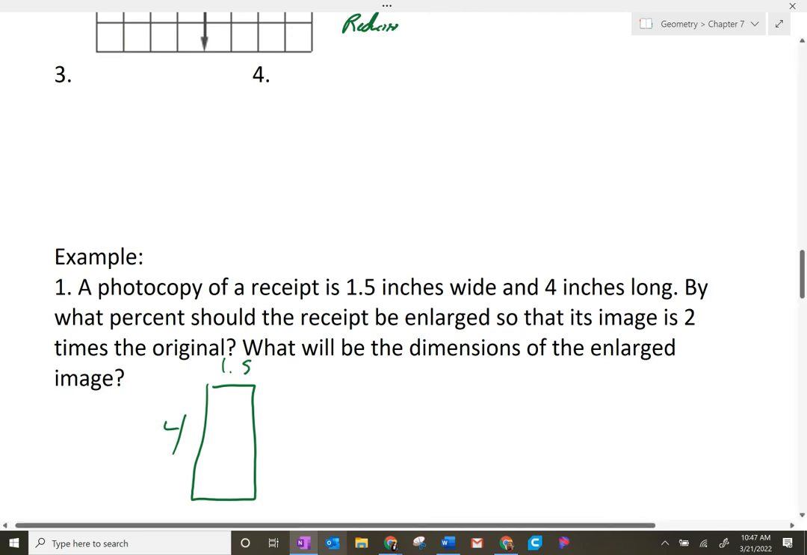What are the dimensions? I'm going to take whatever these numbers are, and it's saying it's going to be 2 times as big, so I multiply by 2. So what would the new receipt dimensions be? 3 and 8. I'm going to take 1.5 times 2, and then 4 times 2.